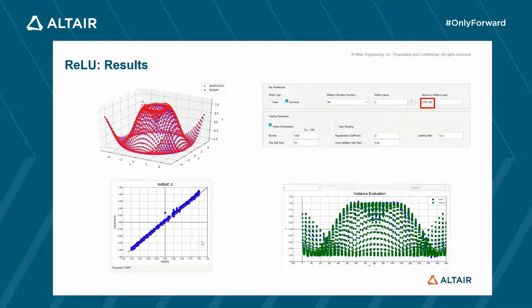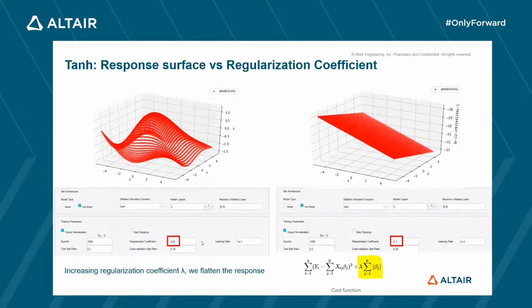Now we move on to the tan hyperbolic activation function. So one thing you immediately notice with using the tan hyperbolic function is that the response is much smoother. But again, increasing the value of the regularization coefficient has this effect of squashing or flattening the response. So you've gone from a smooth 3-dimensional curve to a more planar response.